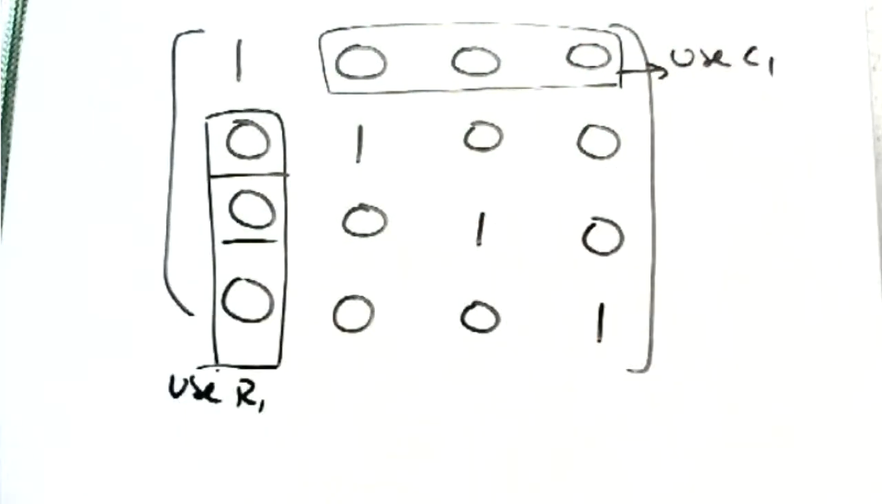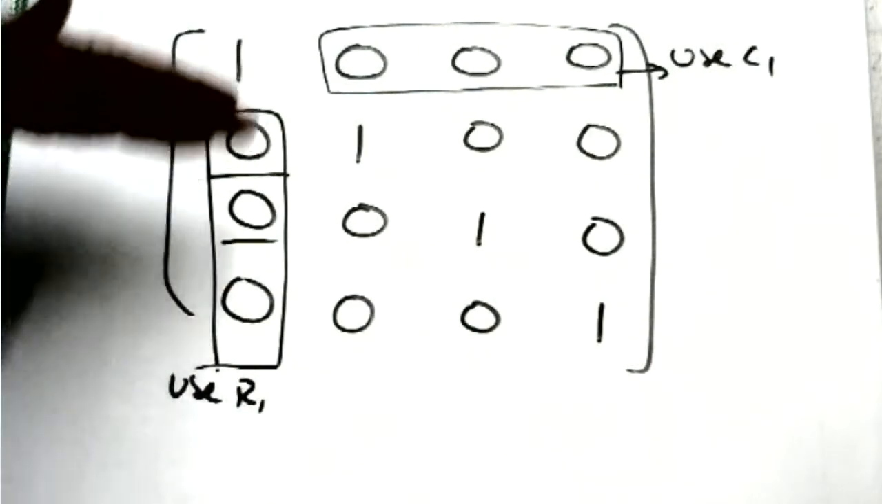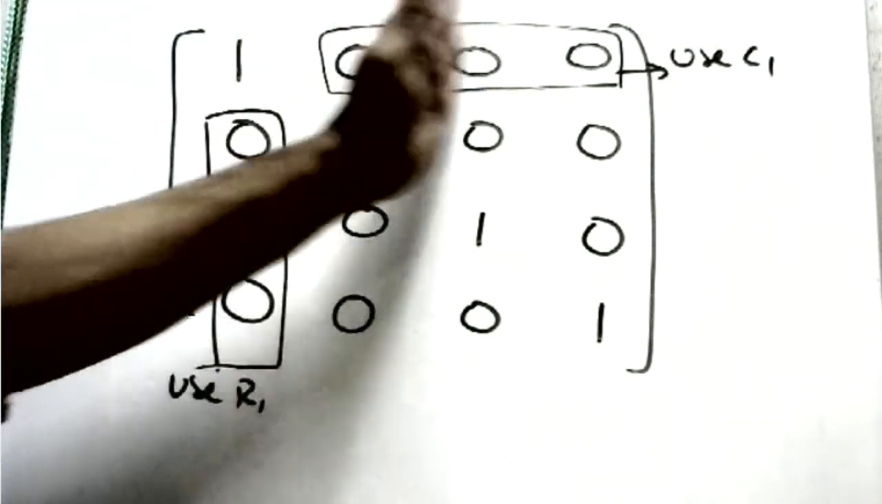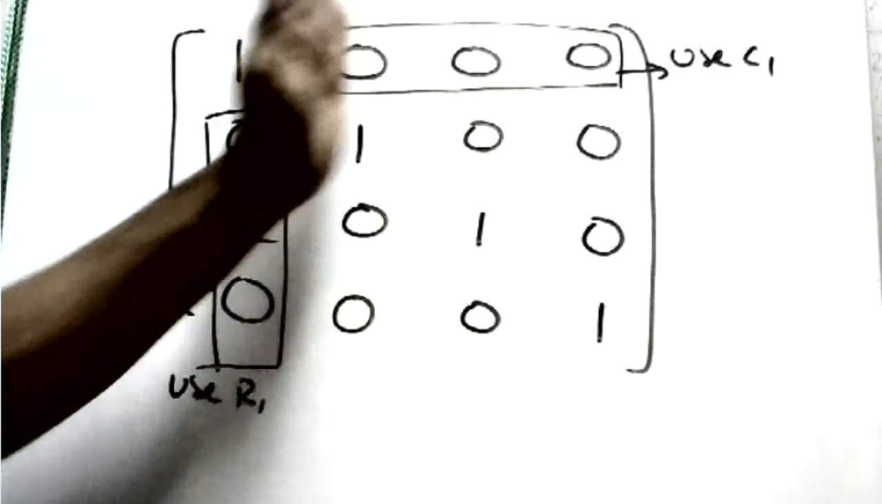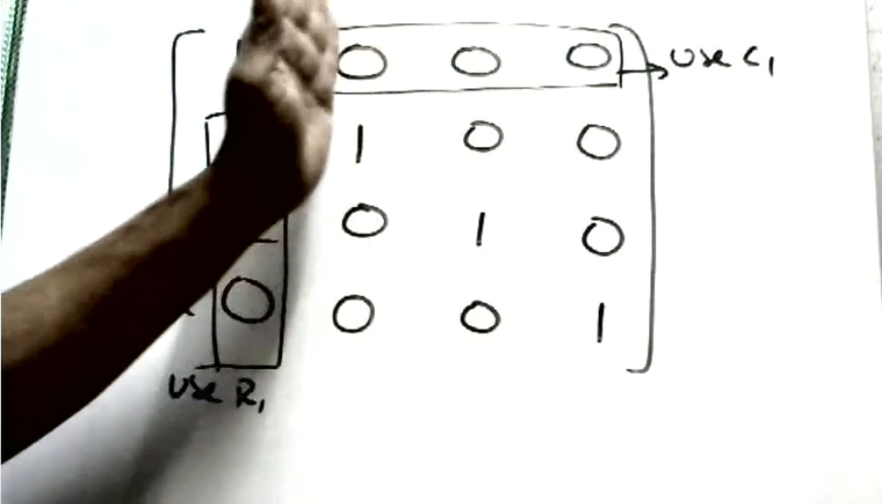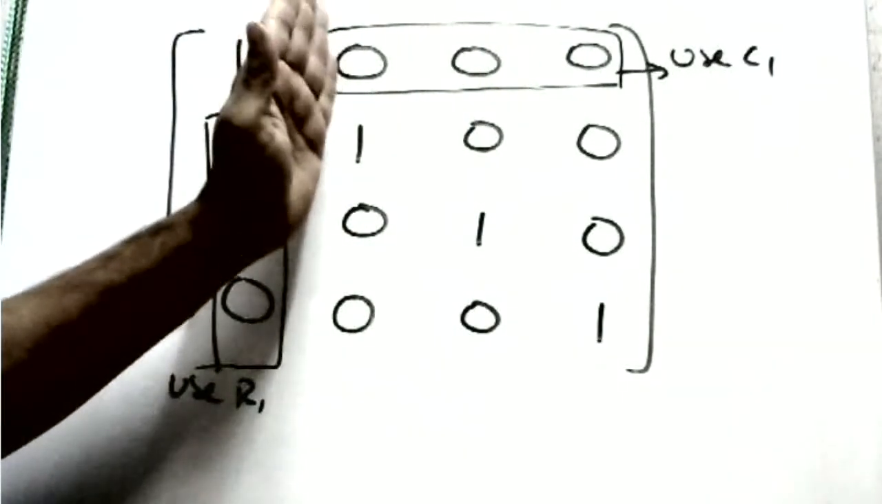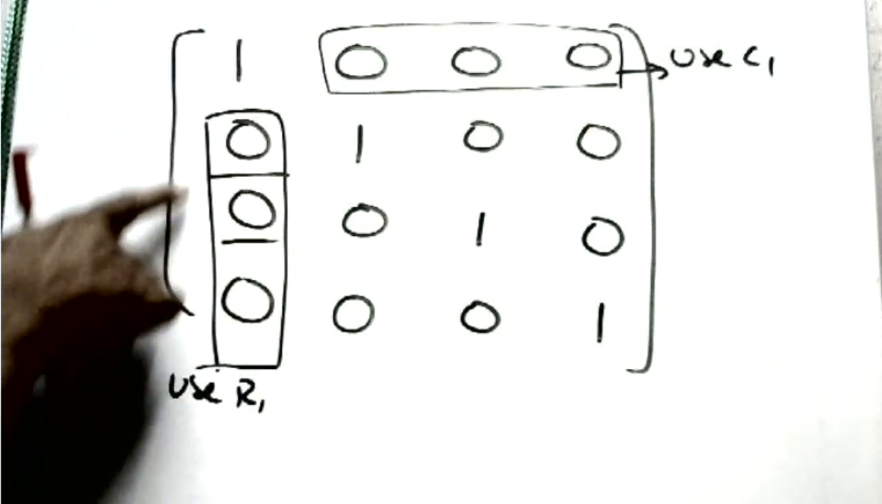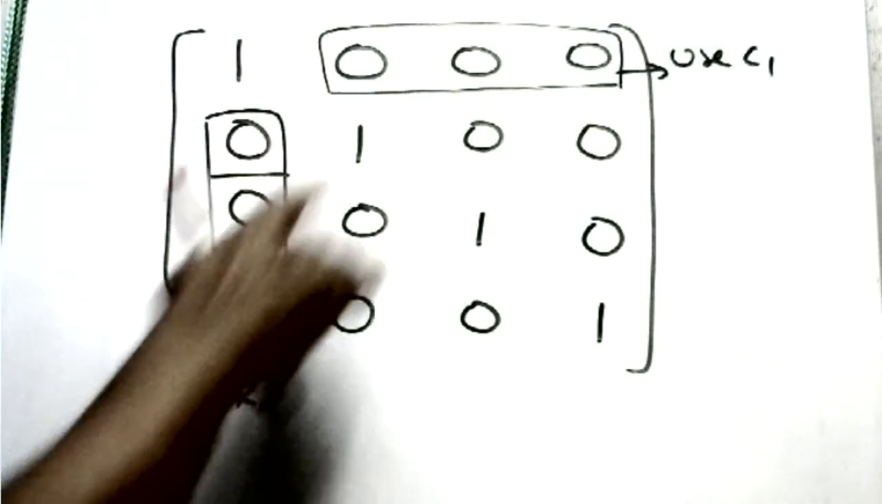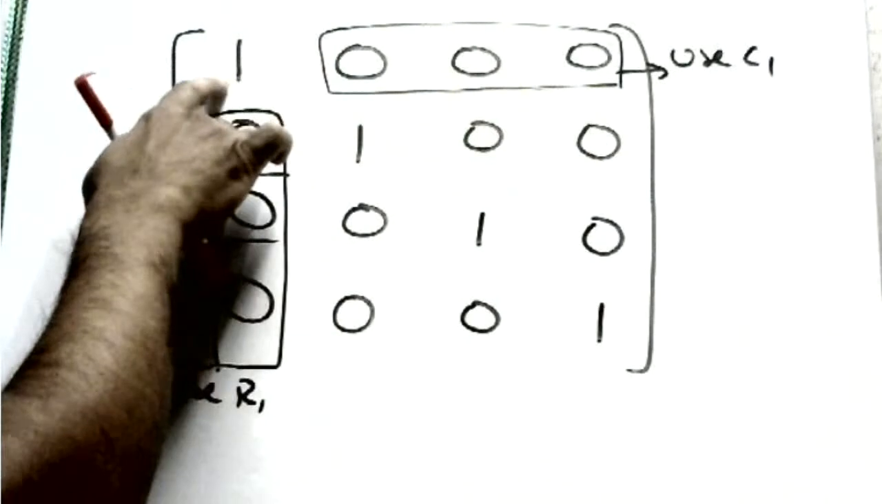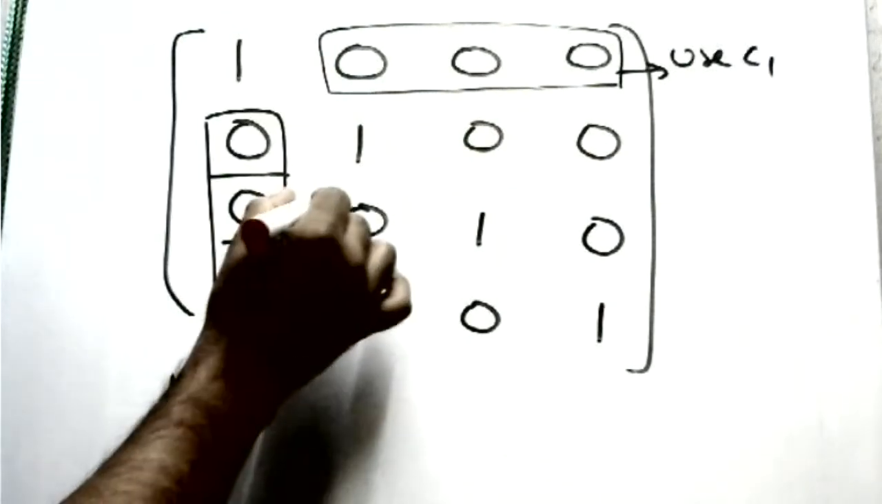Now to make these 3 zeros, use C1. For making the first zeros, we go according to rows. For making these 3 zeros, we go according to columns. You just memorize this and remember this. First step, make these 3 zeros using R1. Then these 3 zeros using C1.